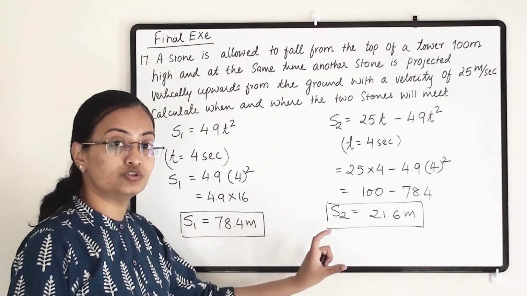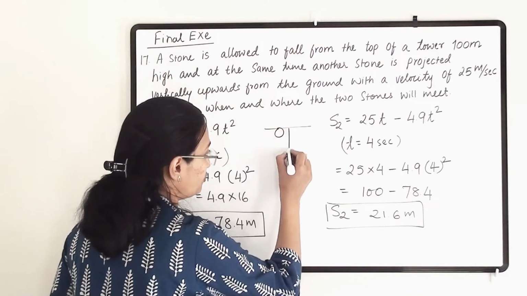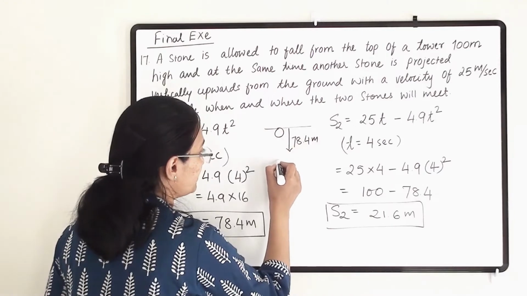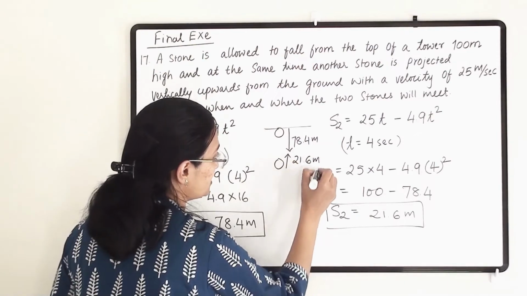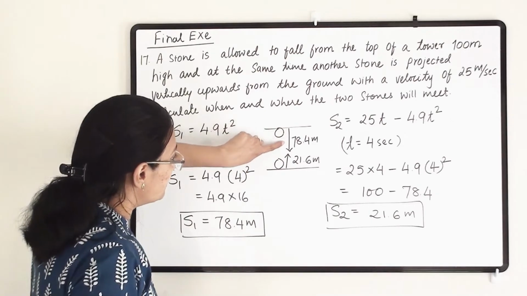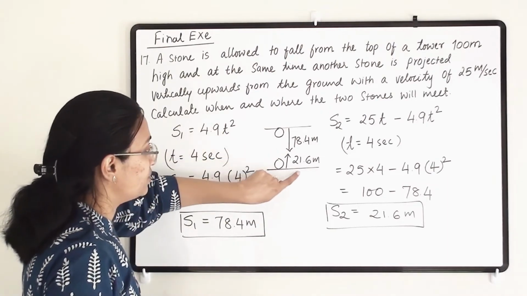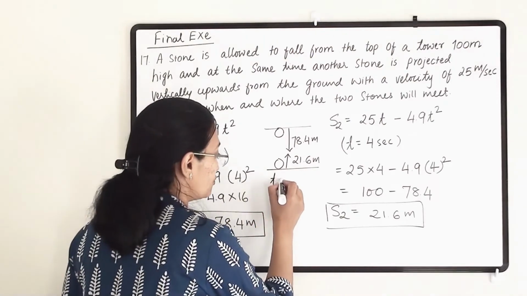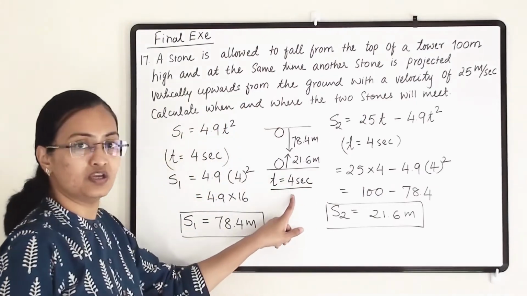This much distance both the stones are covering. Now the one stone we are dropping from the top is covering 78.4 meter distance, and the stone which we are throwing upward is covering 21.6 meter distance. And they are meeting in between when the first stone has already covered 78.4 meter distance and the second stone has covered 21.6 meter distance. The time when both stones will collide with each other, that time will be 4 seconds.